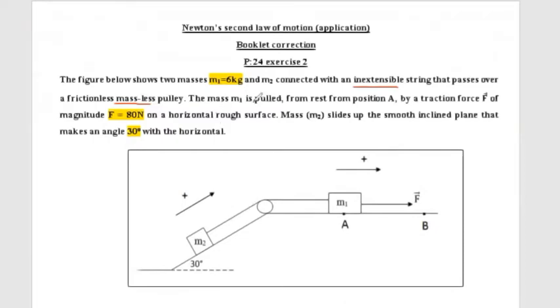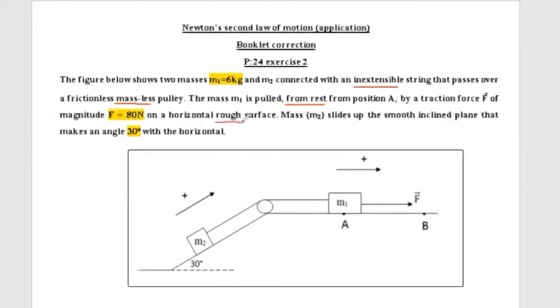The mass m1 is pulled. This is m1. It is pulled from rest, from position A. From rest, it means that without initial velocity. So VA equal to 0. By a traction force F. This is the traction force of magnitude 80 newtons on a horizontal rough surface.